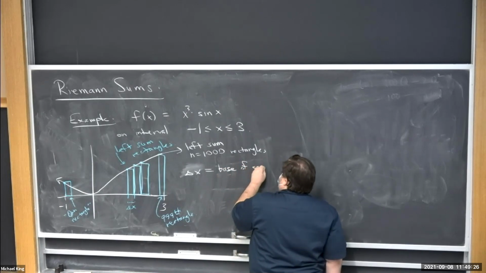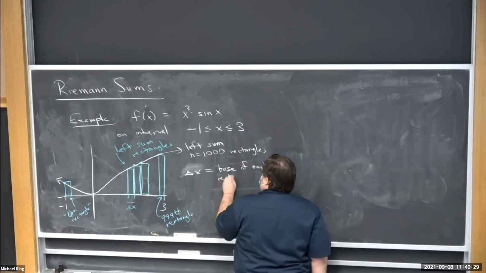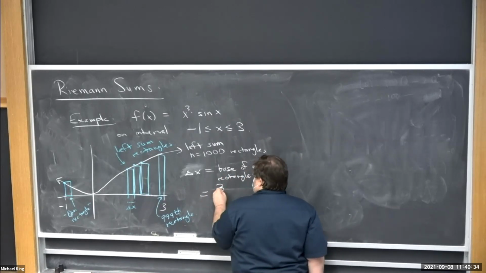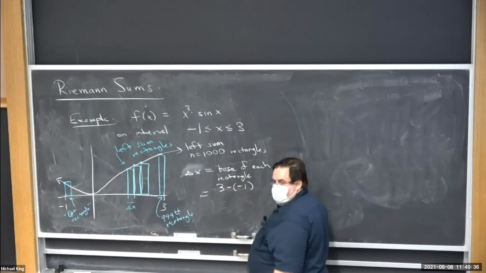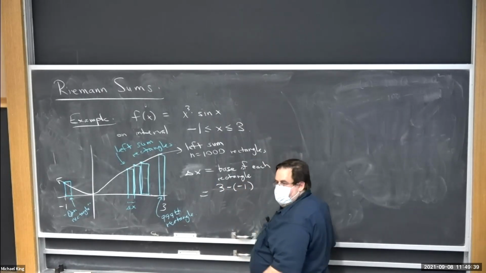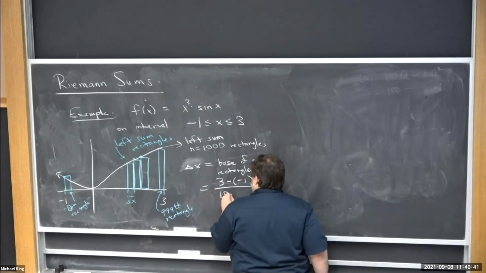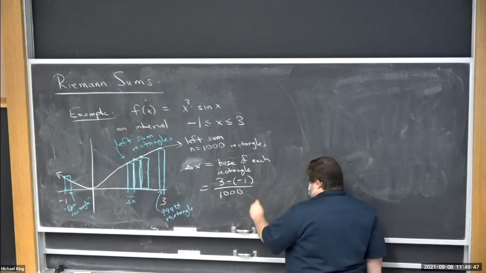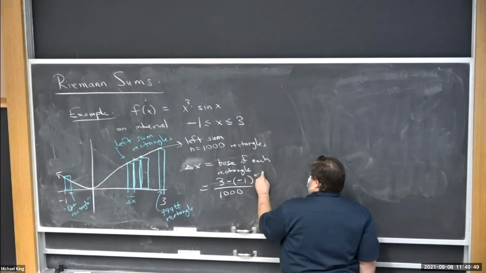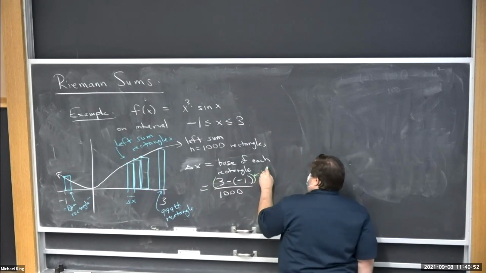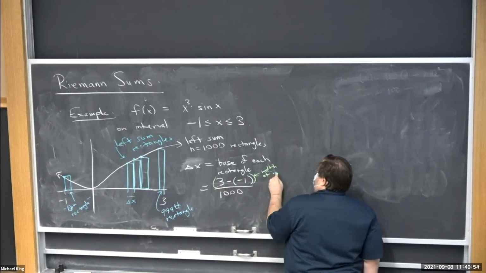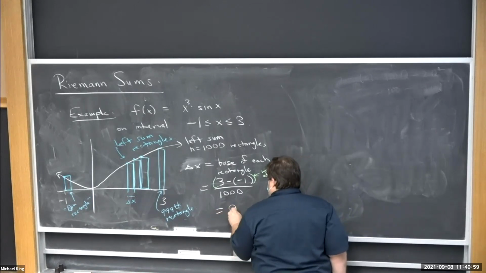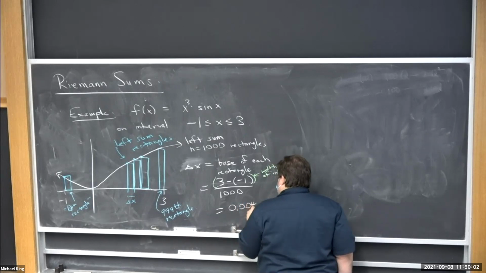So, how did you get that? The interval itself is 4 units wide, right? And we're dividing that into 1,000 rectangles. Does that make sense? This is the width of the interval, this top right here. And so that is, I guess, 0.004, which is also 1/250.